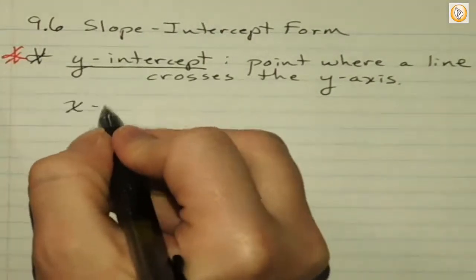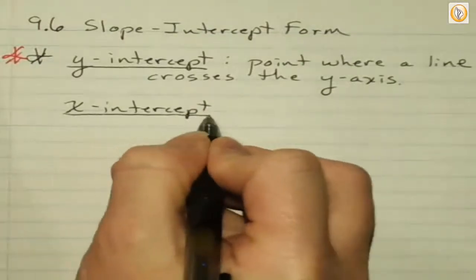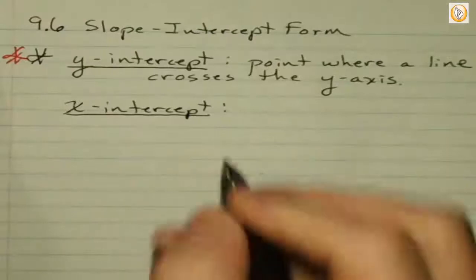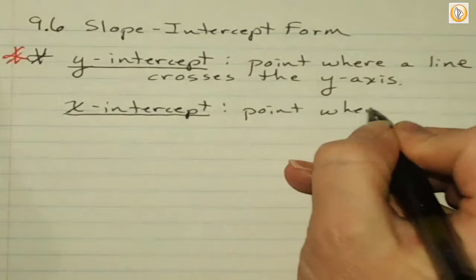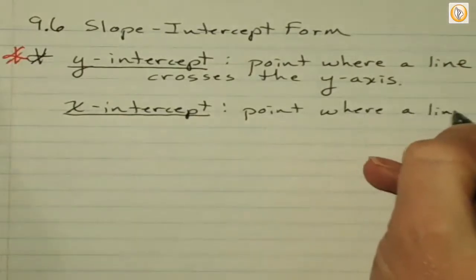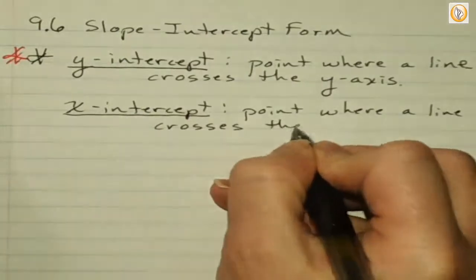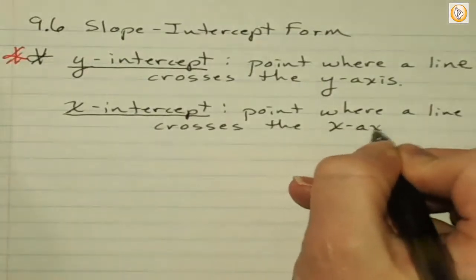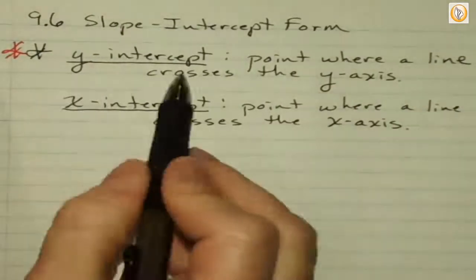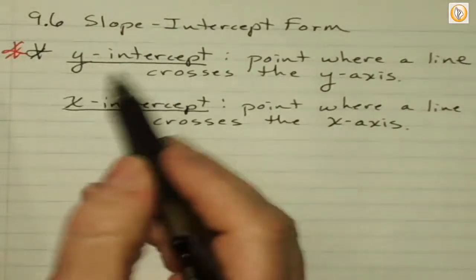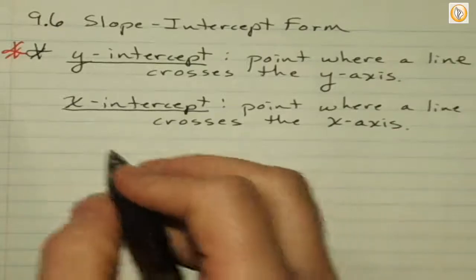The x-intercept is very rarely used. It's the point where a line crosses the x-axis. But when graphing, typically we really just talk more about the y-intercept. Okay? All right.